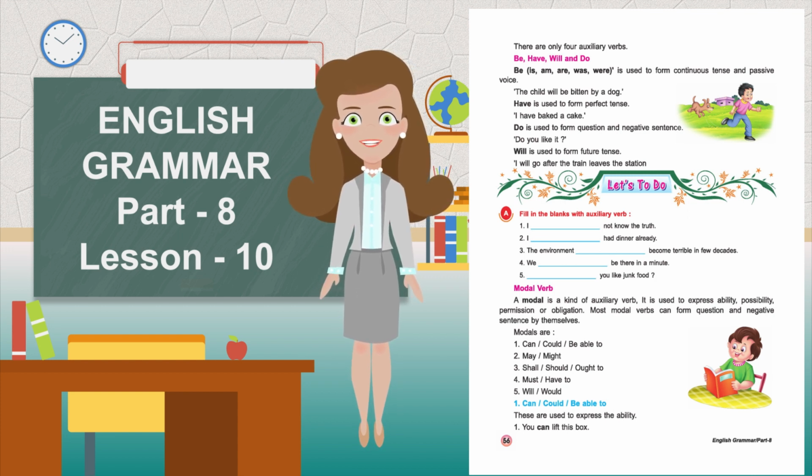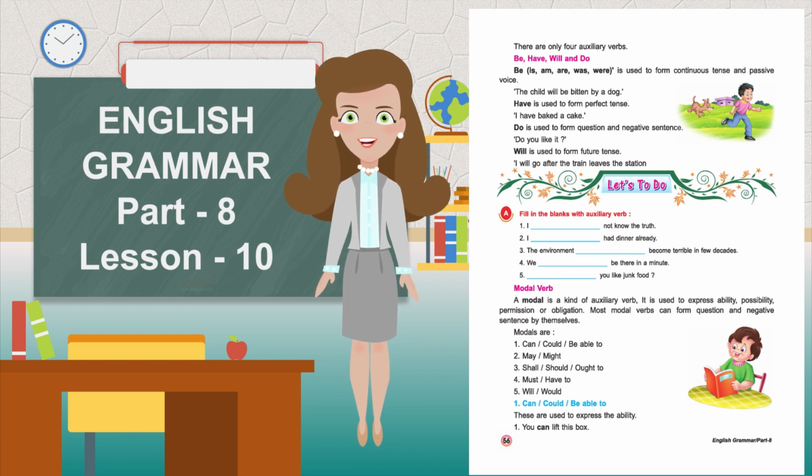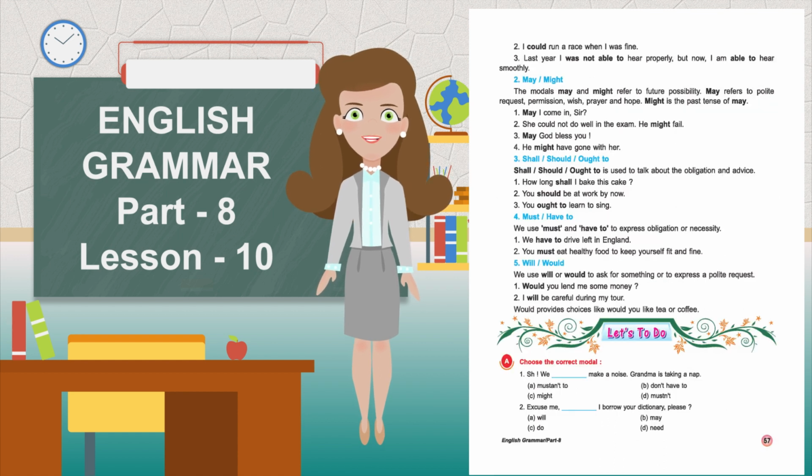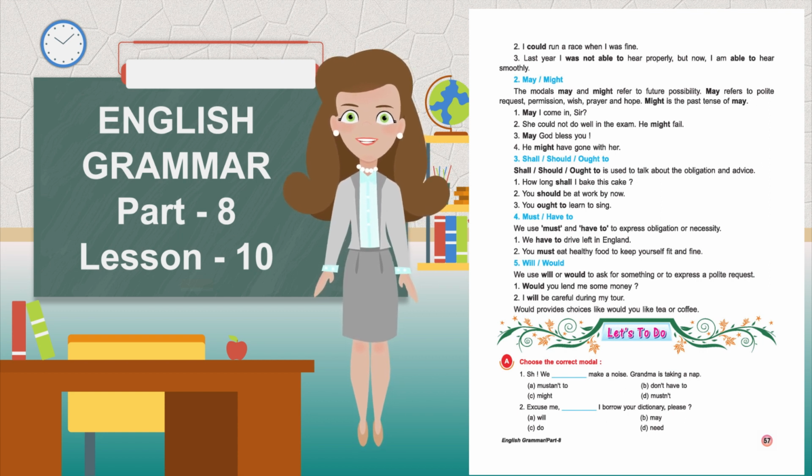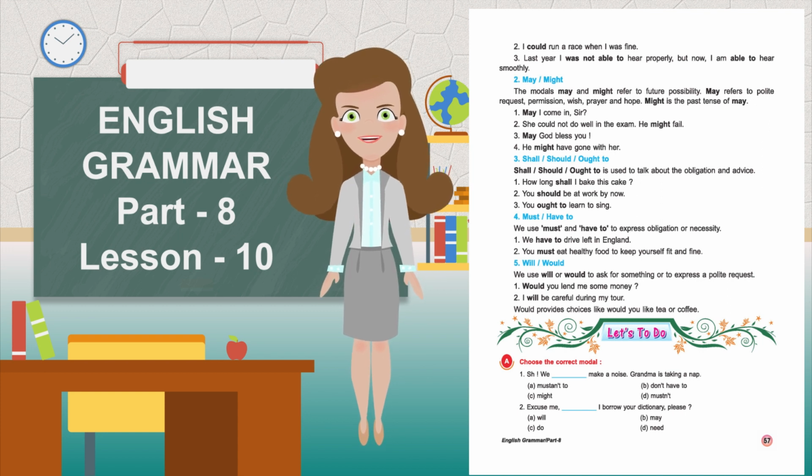First, can, could, be able to. These are used to express the ability. You can lift this box. I could run a race when I was fine. Last year, I was not able to hear properly, but now I am able to hear smoothly.